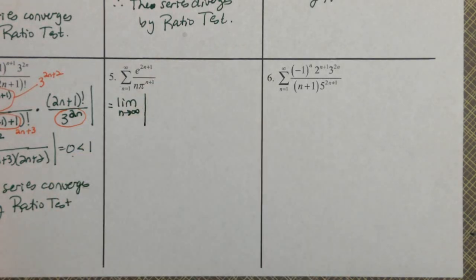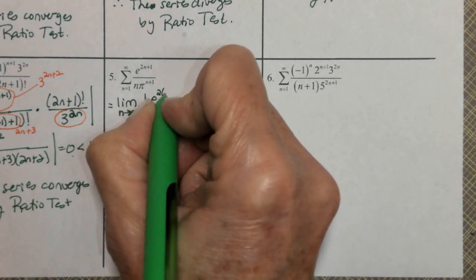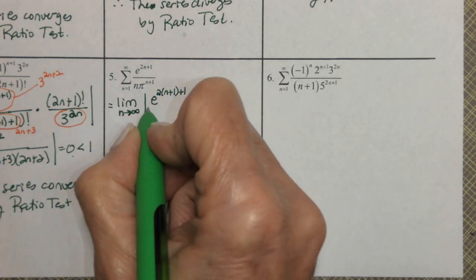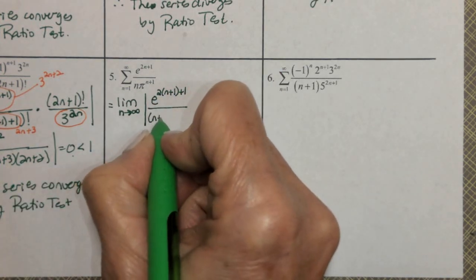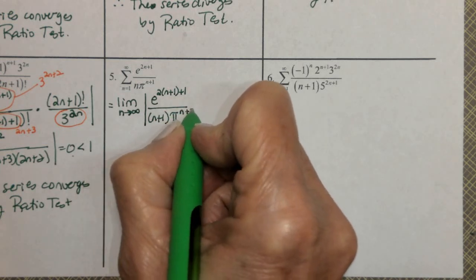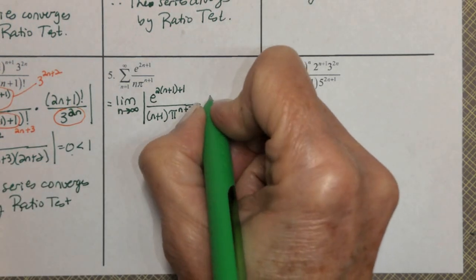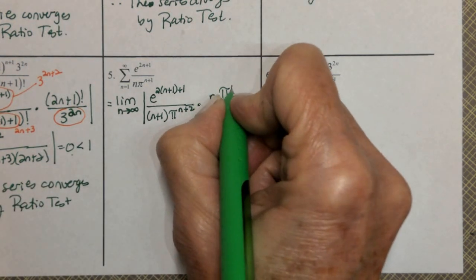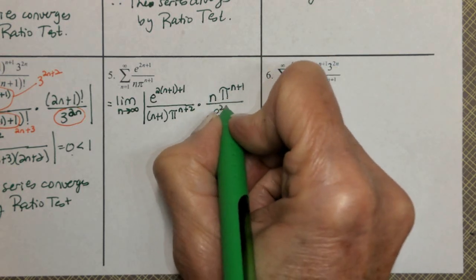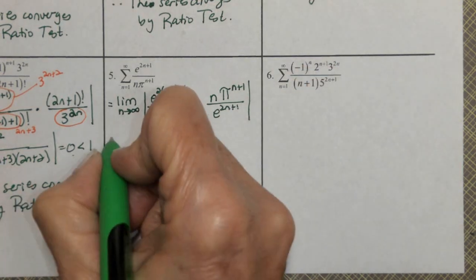Okay, begin by replacing every n with n plus 1. We're going to have e to the 2 times n plus 1 on top, over n plus 1 times pi to the n plus 1, which is n plus 2, times n times pi to the n plus 1 divided by e to the 2n plus 1. Okay, I'm going to clean this up.